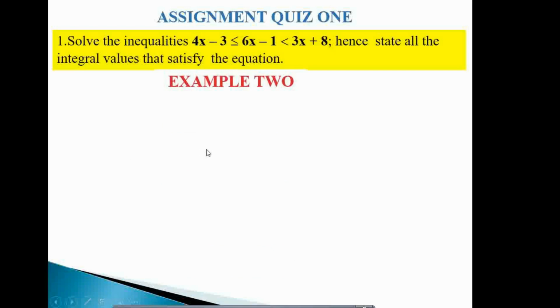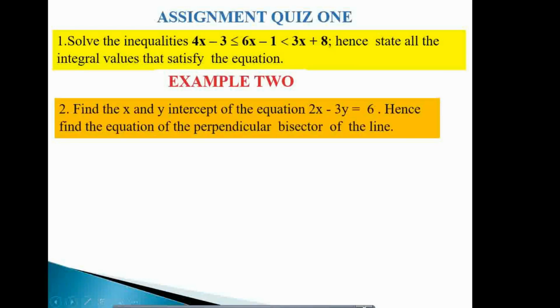So I want us to go to example 2. In our example 2, we have this question. Just like that, I give an example and then I give an assignment. So let's look at this example 2, how it's supposed to be done. The question reads, find the x and y intercept of the equation 2x minus 3y is equal to 6. Hence find the equation of the perpendicular bisector of the line.